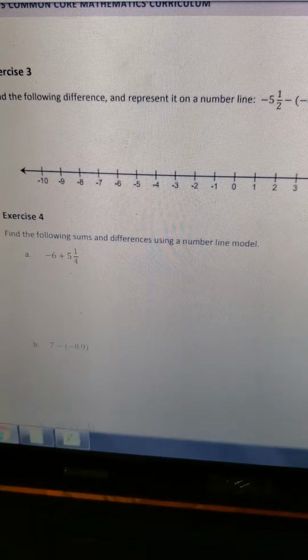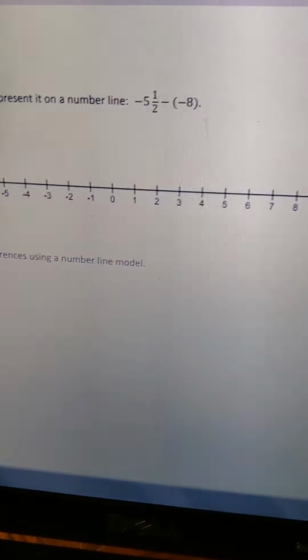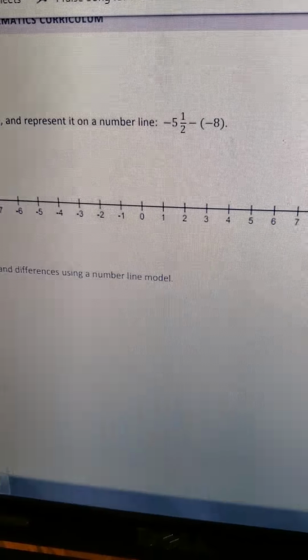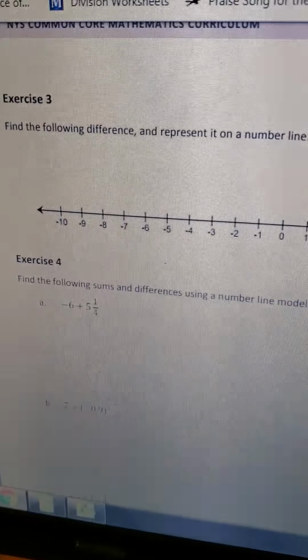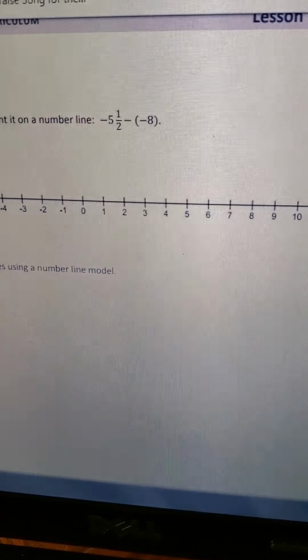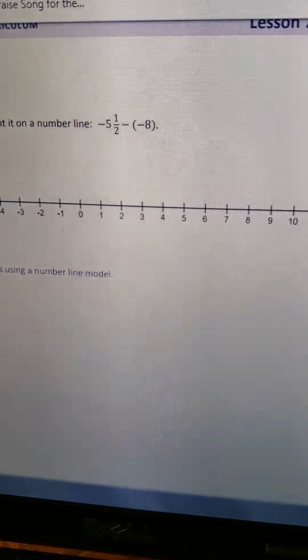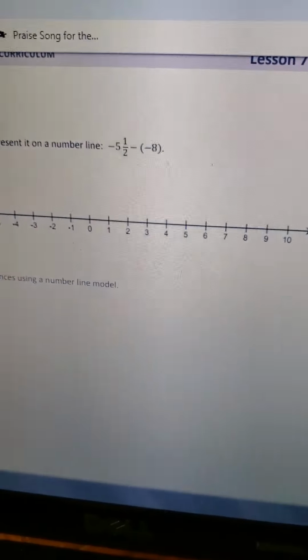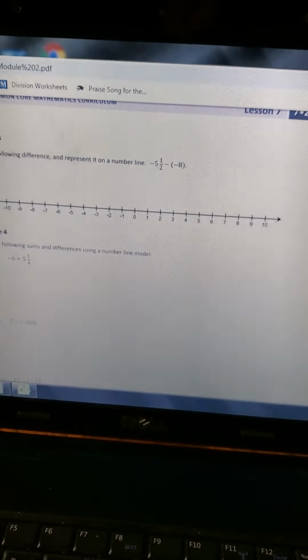Okay, it says find the following difference and represent it on the number line. So this one, we have -5.5 minus -8. For this one, go ahead and write the problem out first. So just copy the problem as it's written and then solve it. And then when you're ready, continue. Okay, so let's have a look.